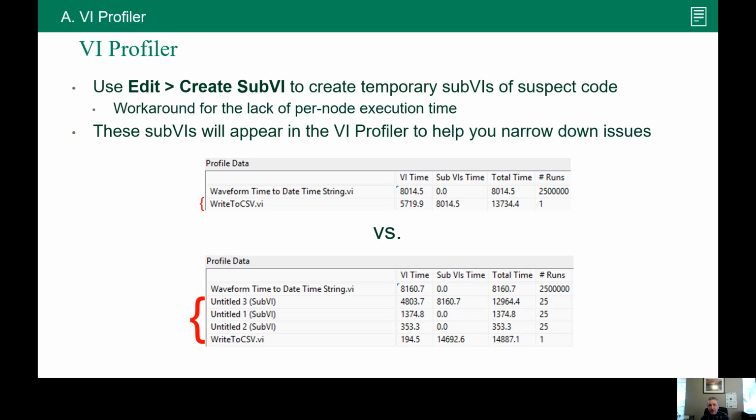Now you've got an untitled sub-VI that's sitting there. You don't have to save it. You don't have to make it part of your code base. It is just there as a temporary tool to give you another VI that'll show up in the profiler.